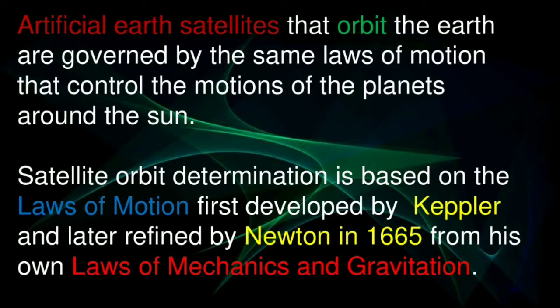Artificial Earth satellites that orbit the Earth are governed by the same laws of motion that control the motions of the planets around the Sun. Satellite orbit determination is based on the laws of motion first developed by Kepler and later refined by Newton in 1665 from his own laws of mechanics and gravitation.